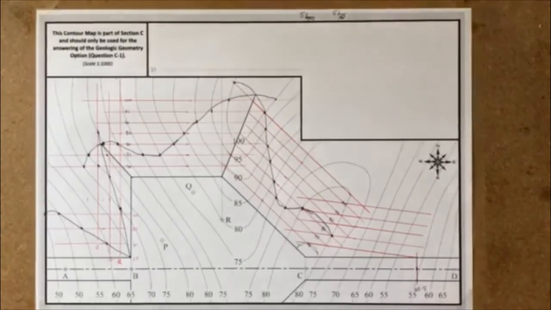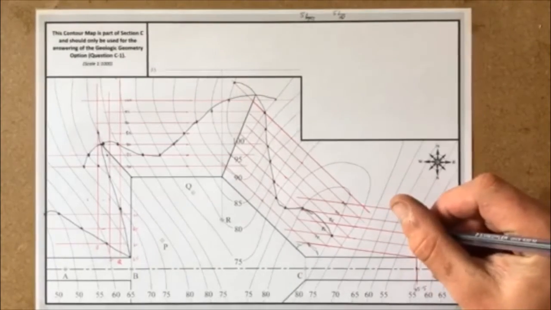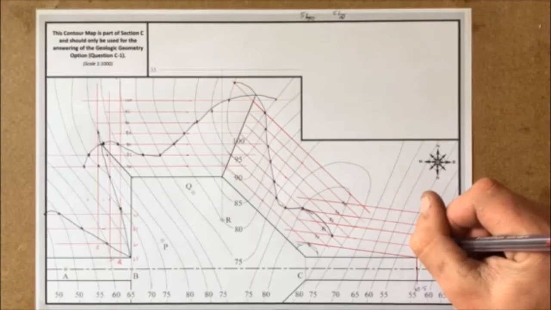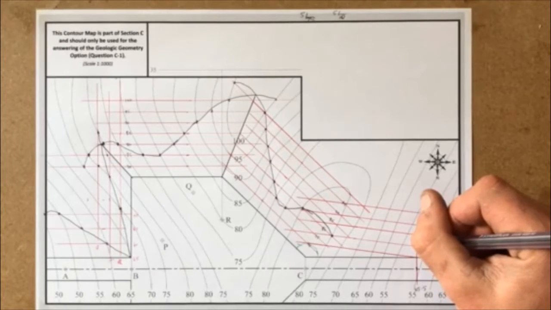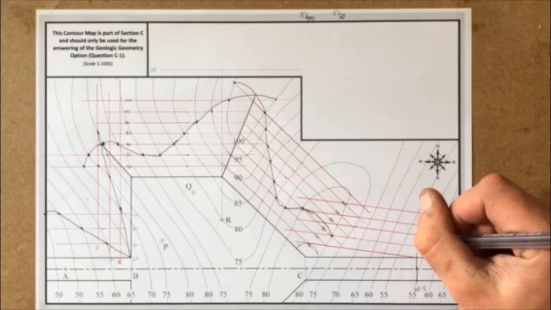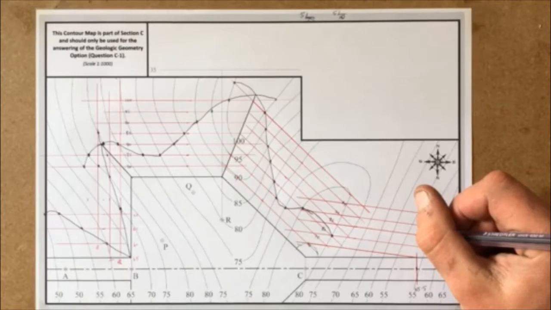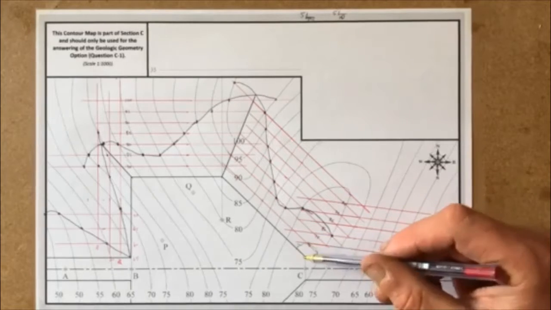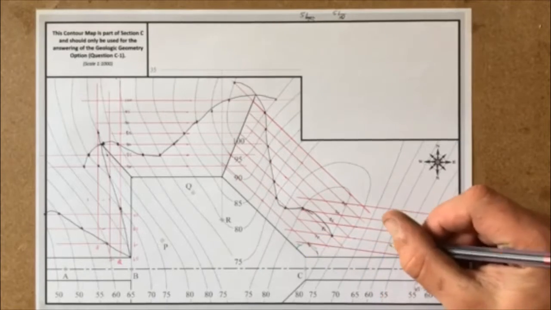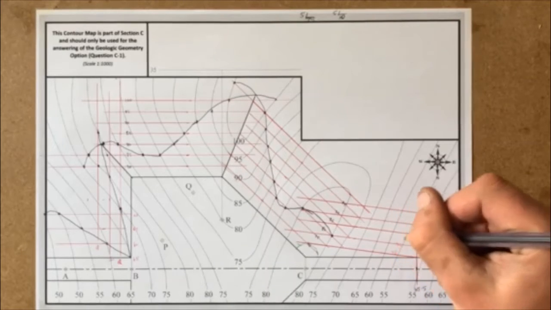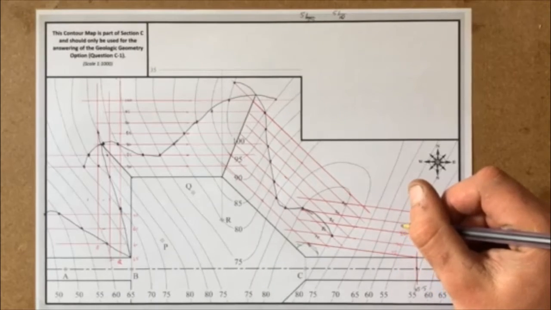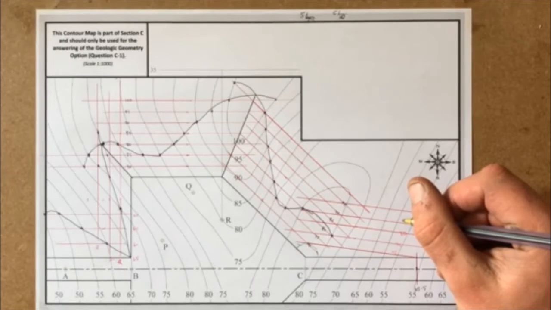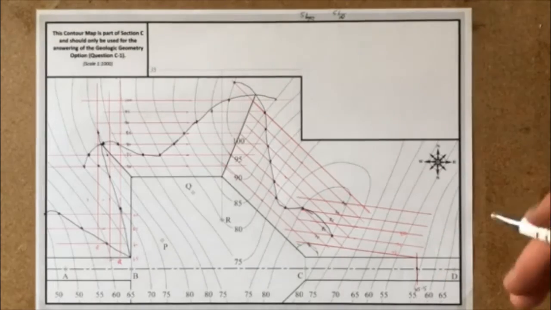So this is 65 in here. So this is 70, 75, 80. Do I need to go any higher than that? No. Okay.